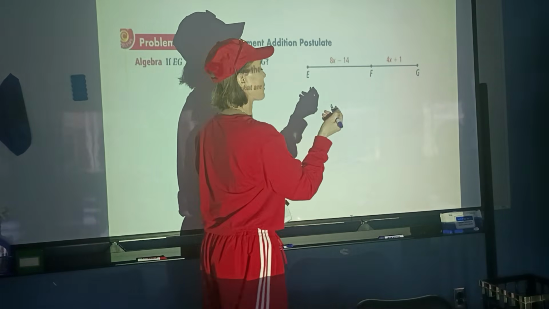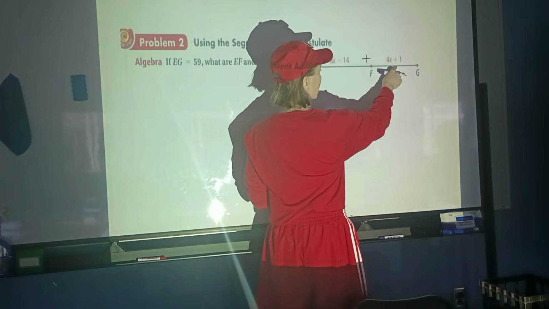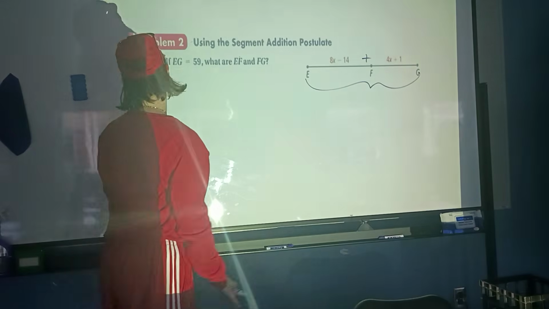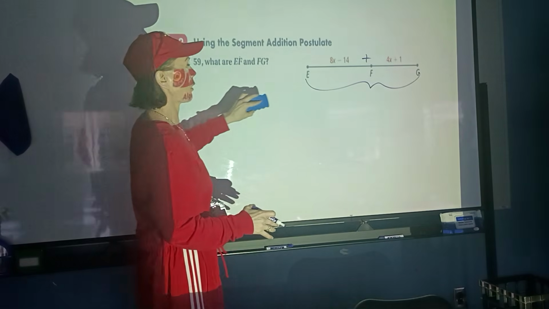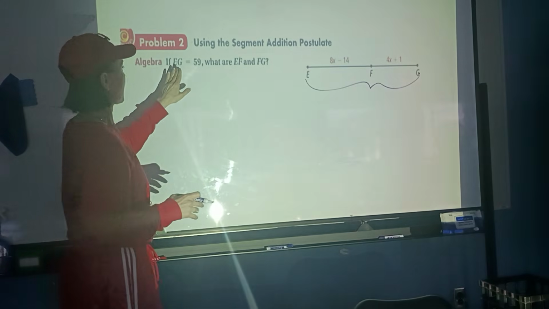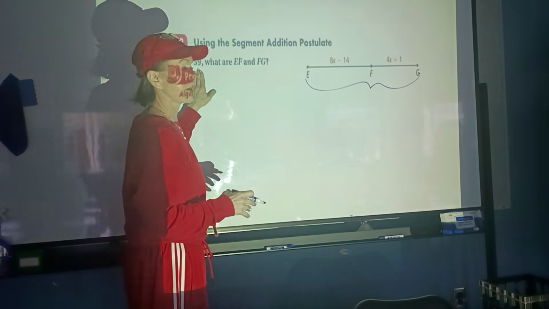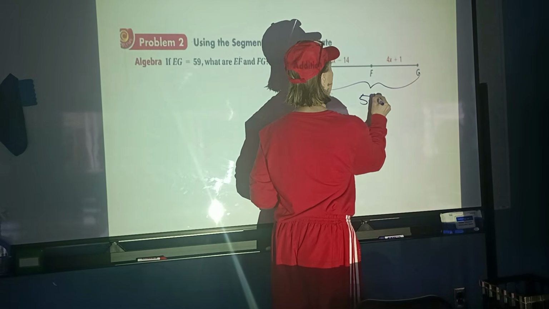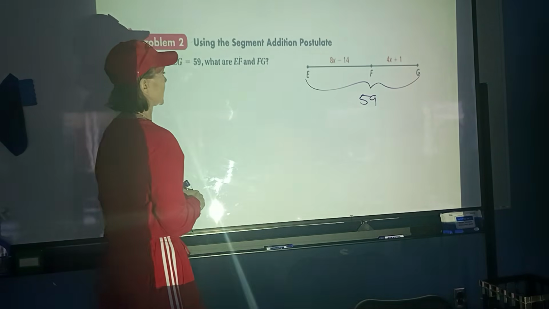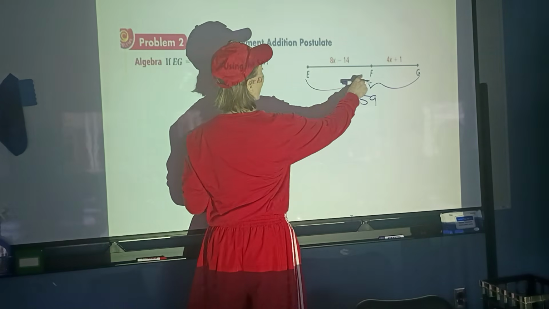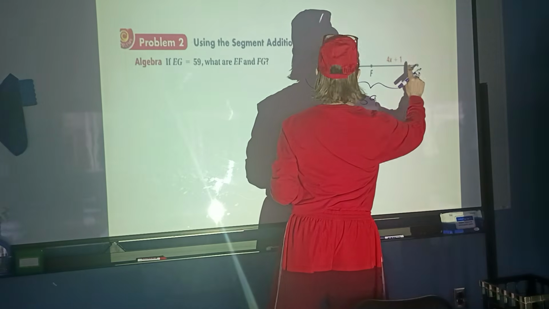That's why it's called segment addition, because we're adding these together, which will give us the length of the larger segment, okay? So, what does the question say? It says, if EG equals 59, so from here all the way to here equals 59, it's asking you, what are the lengths of EF and FG?